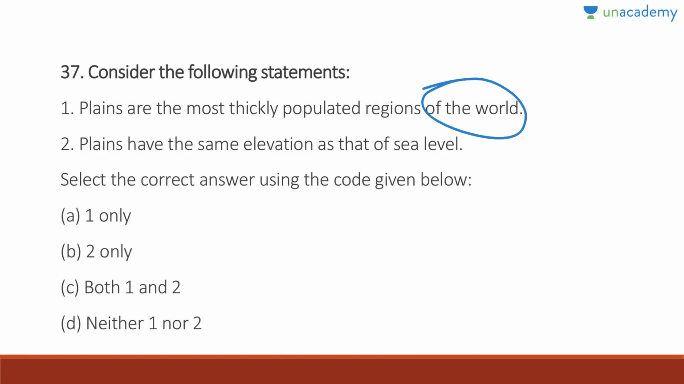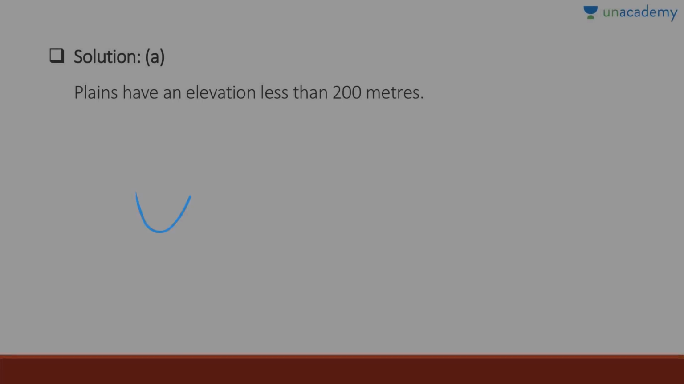So answer here is A. Only first statement is correct. Second statement is wrong. Plains have an elevation which is less than 200 meters. So answer here is A, 1 only.